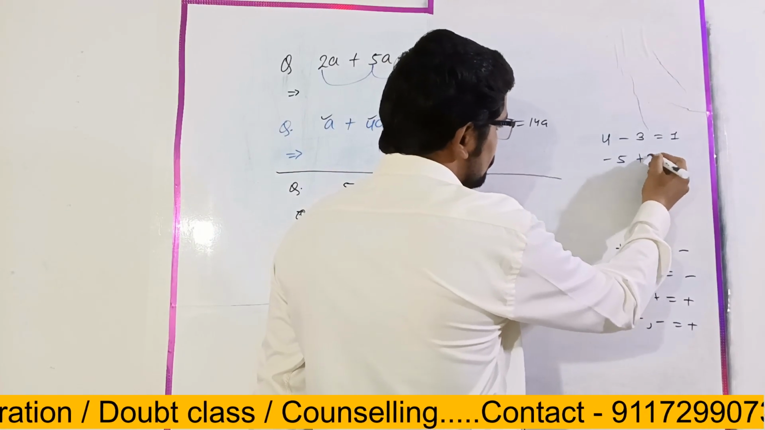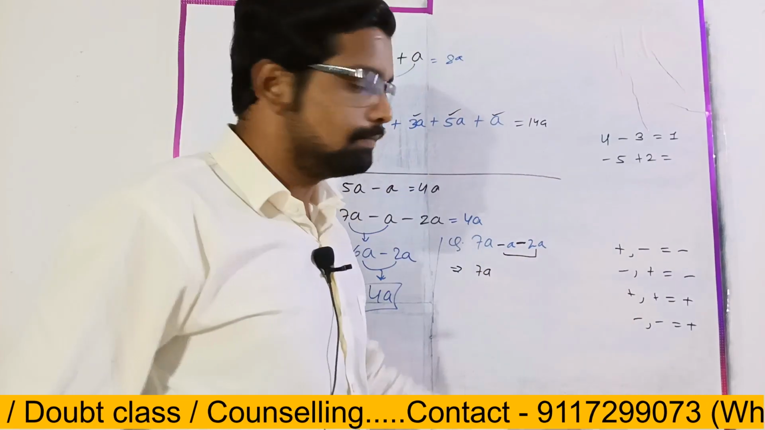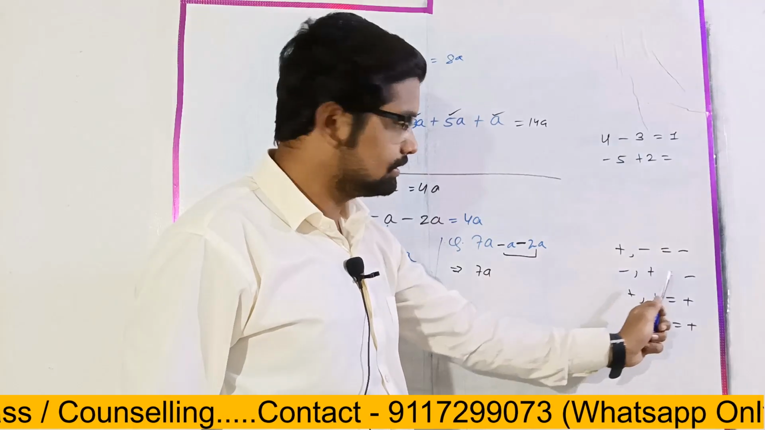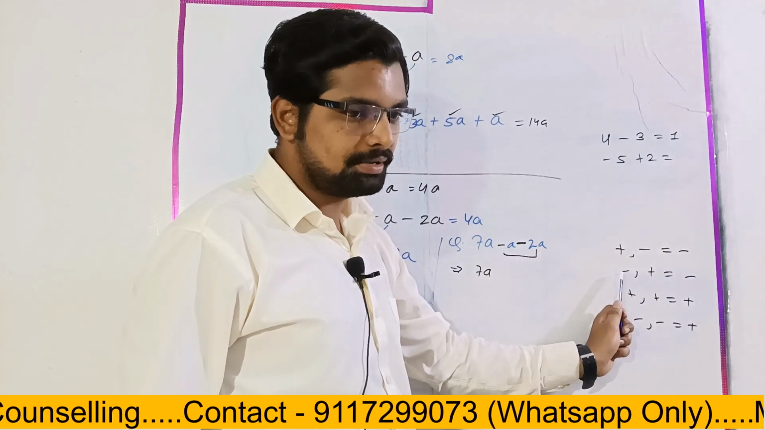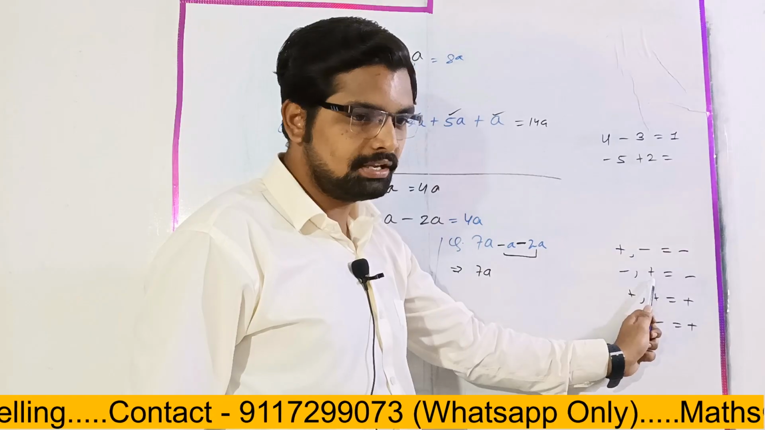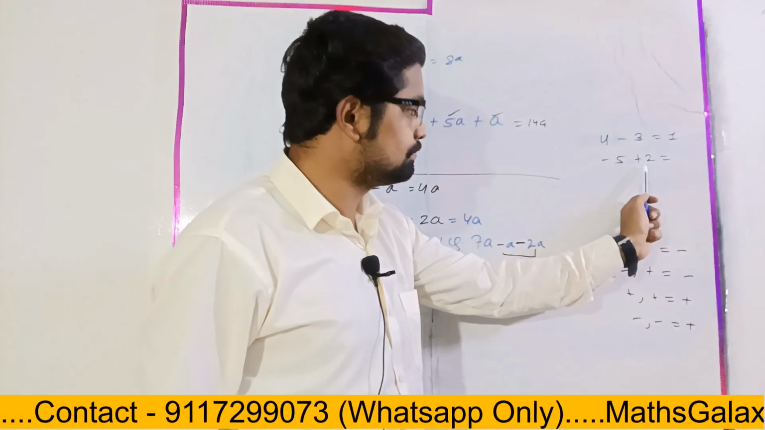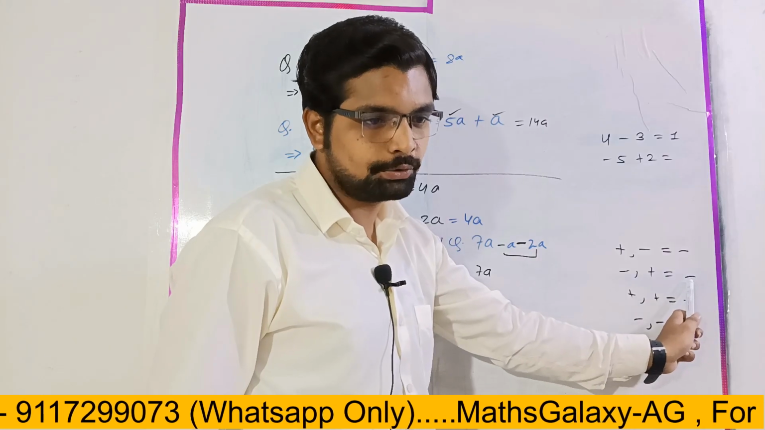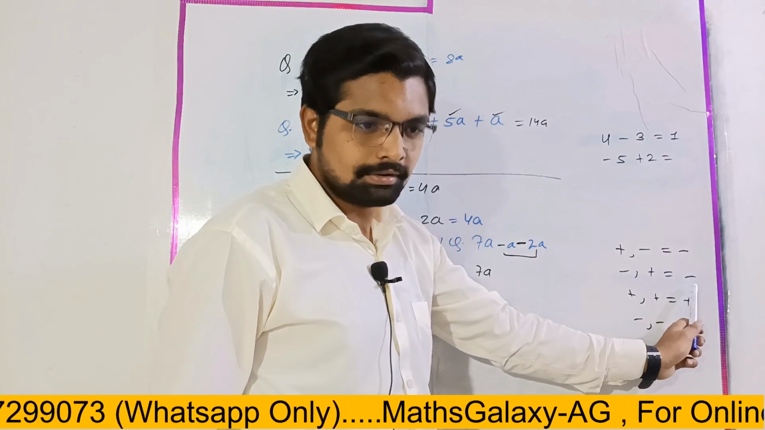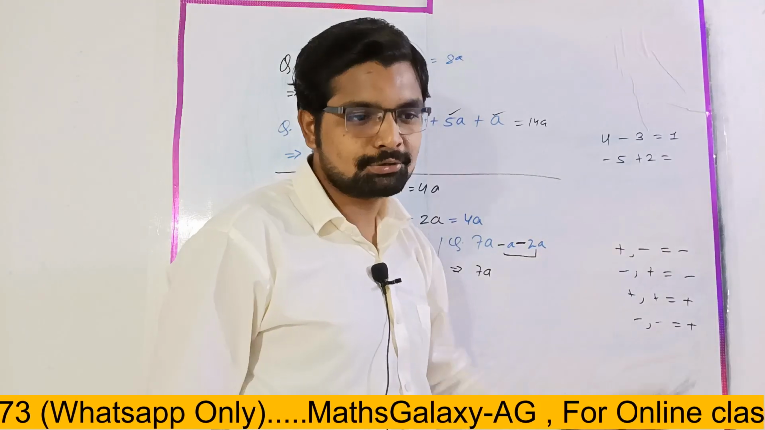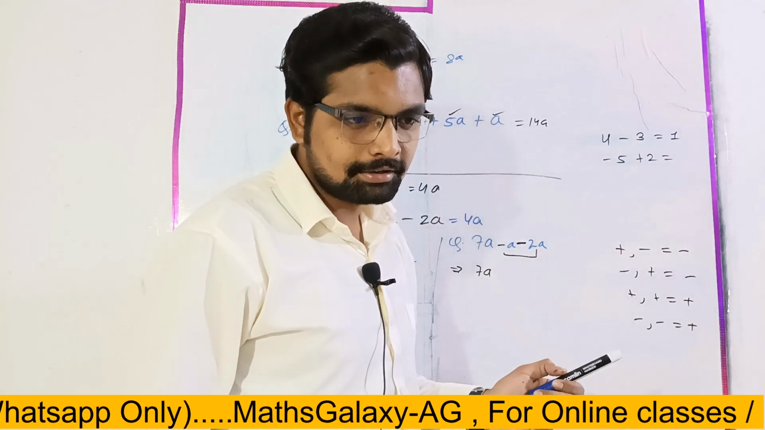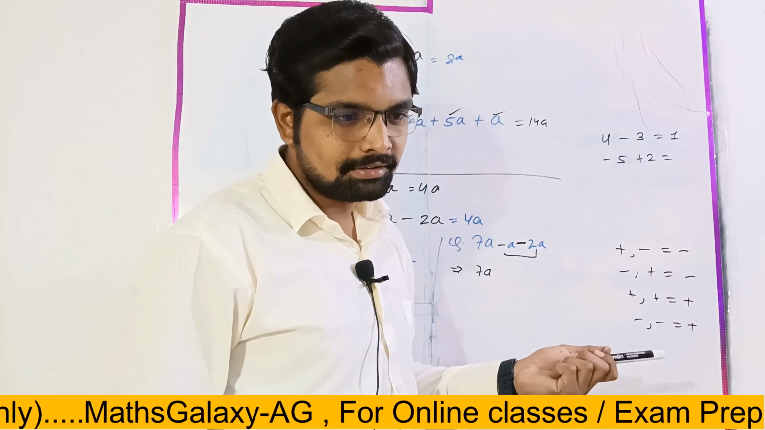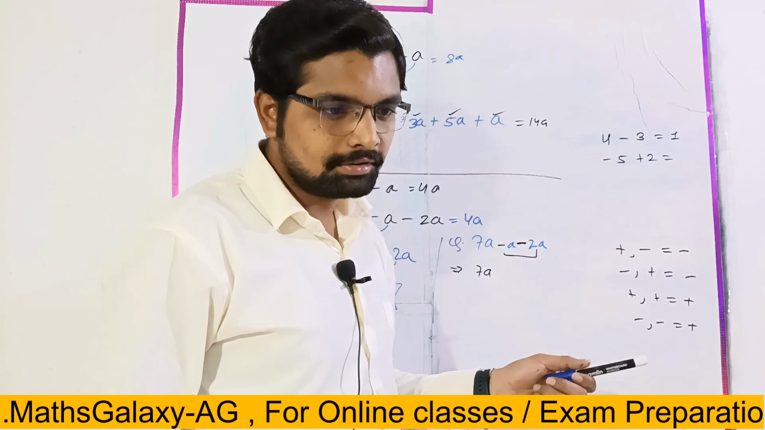Minus 5 plus 2. See this one, minus plus: the first one will be in minus, the second will be in plus. So minus plus, what do we have to do? Minus. So 5 minus 2 would be 3.